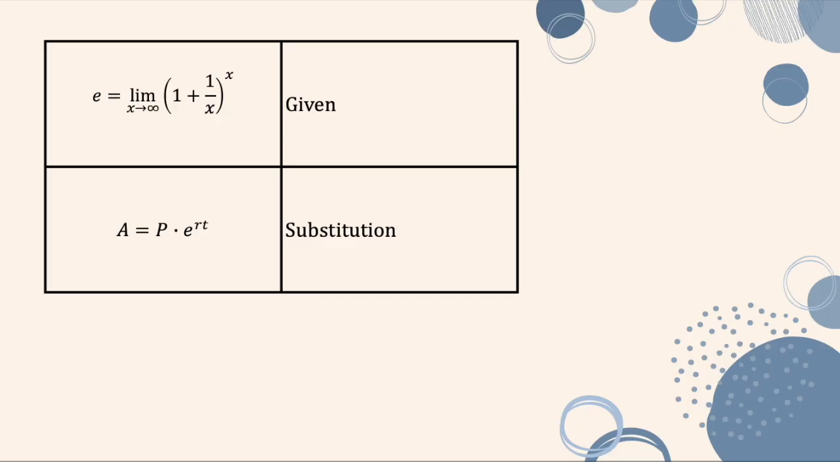Replacing that limit with that given using substitution, we have P times E to the power of RT. This is our final result. The use of E reflects our exponential growth as interest is compounded at every possible instant, unlike discrete compounding.